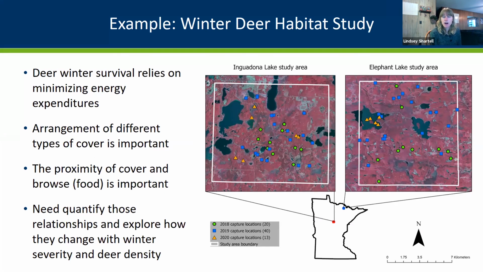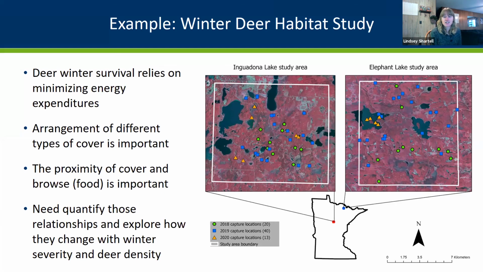So we have a need to quantify the relationships between deer survival and deer health and cover and browse arrangement, while also factoring in winter severity and deer density, so that we can plan forest harvest in a way that will best benefit deer. This study is being done at 2 sites that are known winter deer yard locations: the Ingwadonna Lake study site near Reamer and the Elephant Lake study site near Orr.